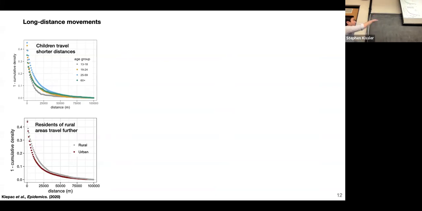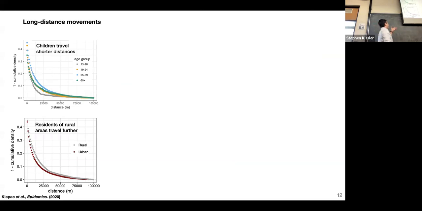So basically the way to read these figures is that distance is along the horizontal axis, and 1 minus the cumulative density of observation of movements at that distance is along the vertical axis. So the lower down one of these curves sits, the lower the average distance that's traveled. And so basically kids are traveling the least, young adults are traveling the most. This all roughly aligns with intuition.